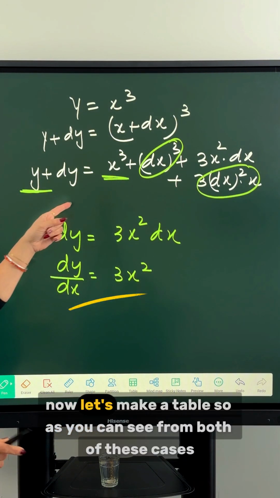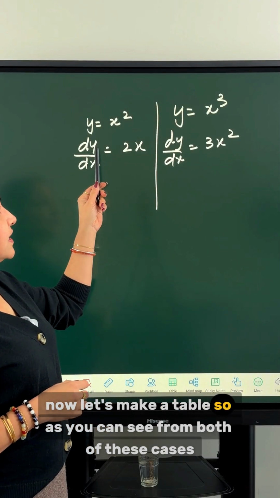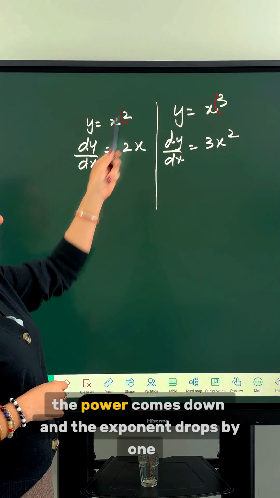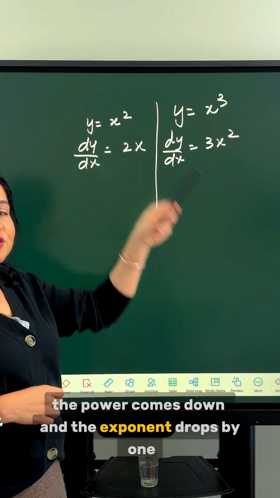Now let's make a table. So as you can see from both of these cases, in the exponent form the power comes down and the exponent drops by 1.